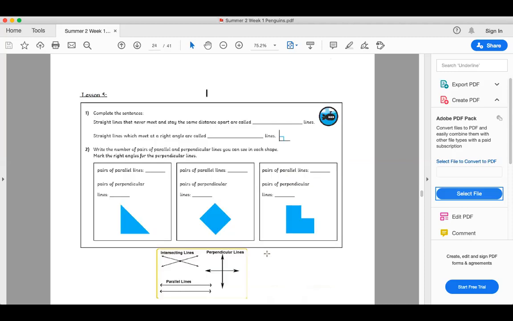Lesson 5, kind of taken all of our knowledge together. So you complete some sentences. Straight lines that never meet and stay the same distance apart are called lines. Are those parallel or perpendicular? Straight lines which meet at a right angle are called lines. Is that parallel or perpendicular? Then here, similar to what we just did, have a look at these shapes and note how many pairs are parallel, how many pairs are perpendicular.